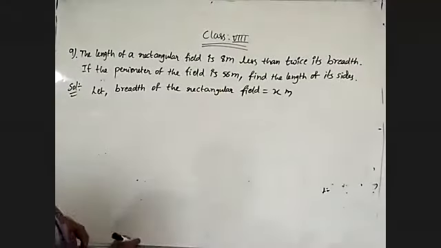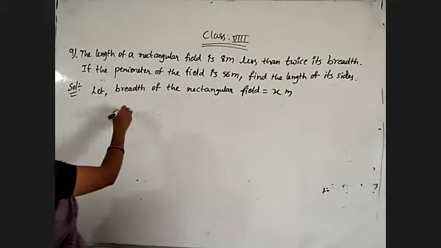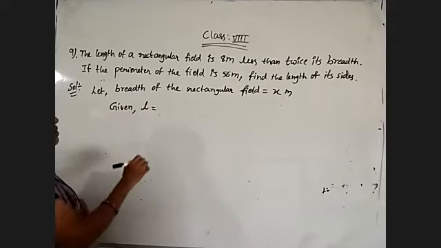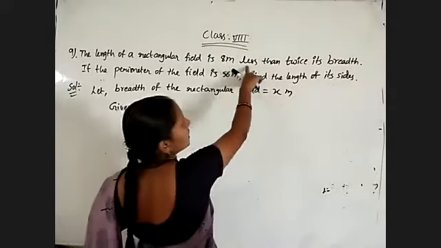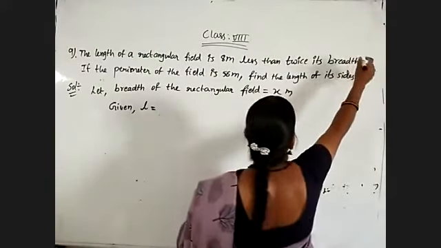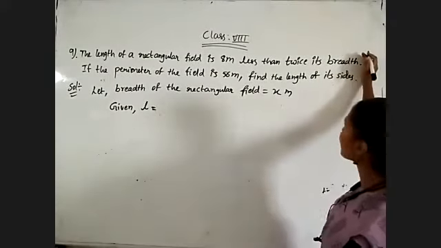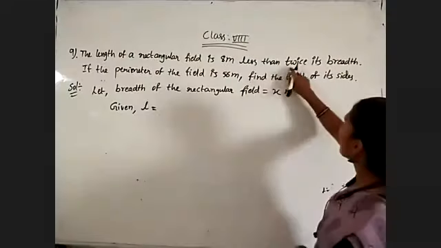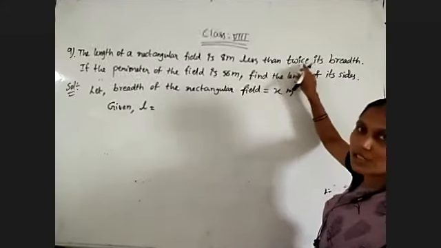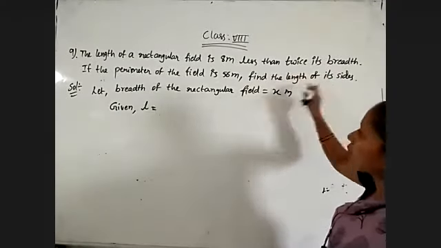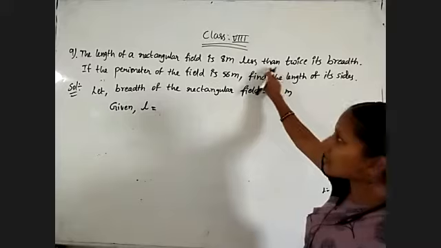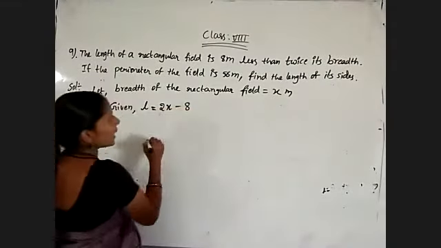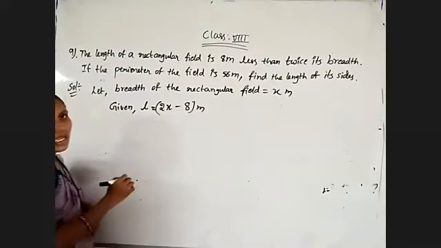Okay, x meters. So given, the length of the field is 8 meters less than twice its breadth. Whenever you are writing an equation or expression, try to come from the back side. So breadth is x. Twice its breadth means 2 times, so that is 2x. Less than means minus, by how much? 8. So length is equal to 2x minus 8 meters. This is given in the question only.